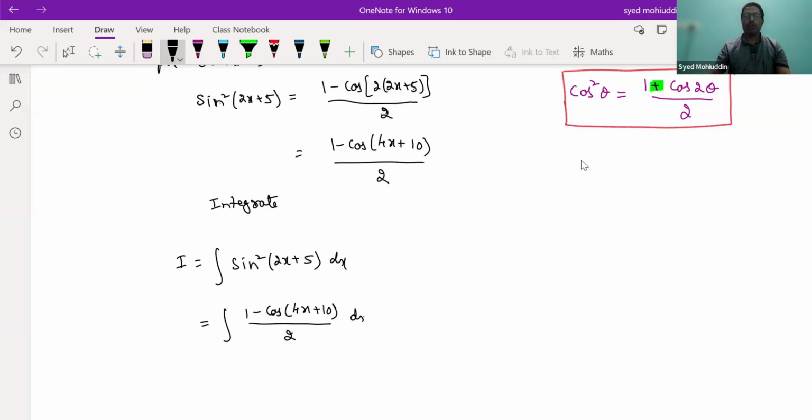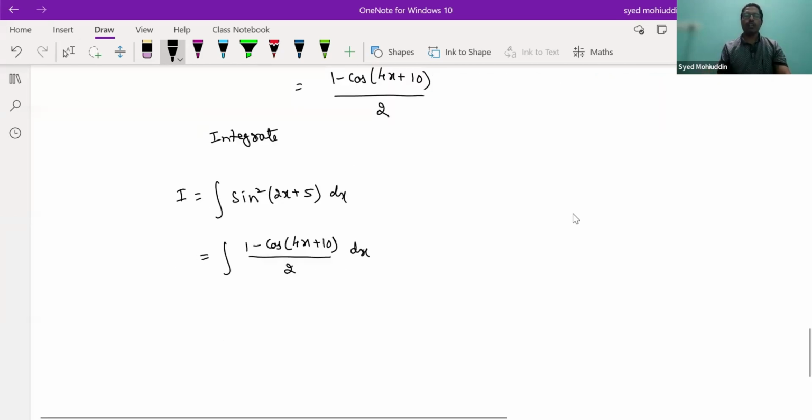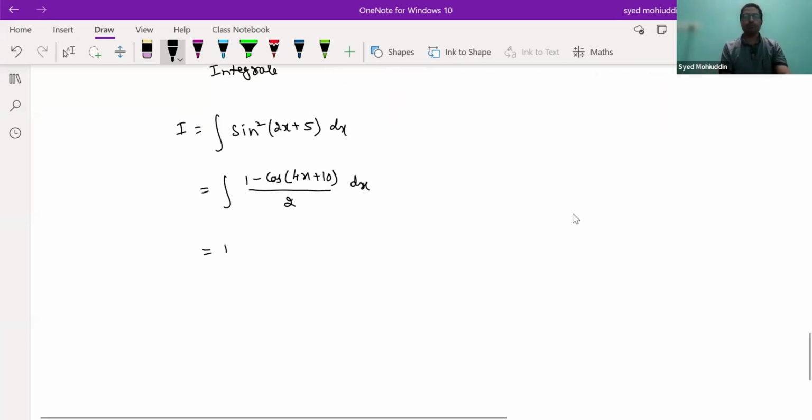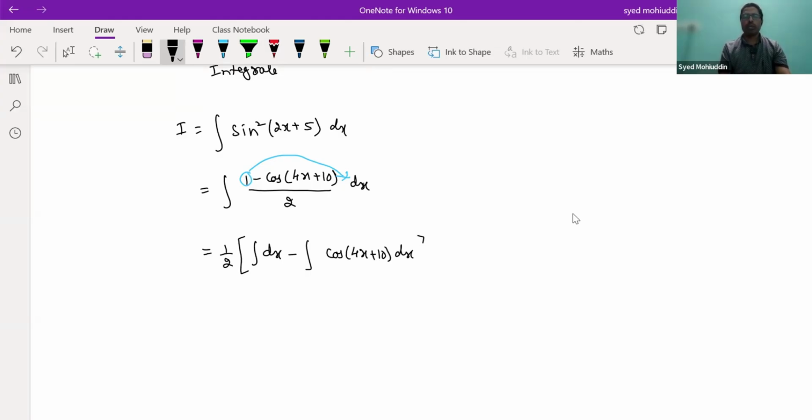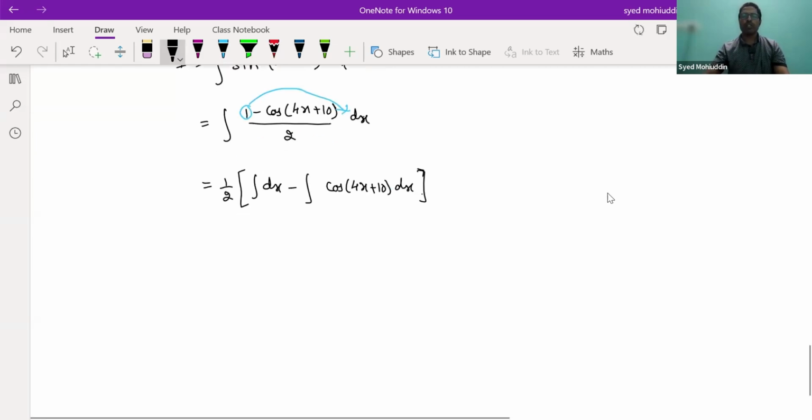But since there are two terms over here, with a minus, it is better we try to split this one. The divided by 2, I'll take outside and apply the integral for the first term, 1 into dx. So if you write down, integral of 1 into dx will be dx only, minus, for the second term, integral of cos of 4x plus 10 times dx. So I have just applied the integral for both the terms. Now let's try to integrate it. But if you want to integrate the second term, where 4x plus 10 is there, I have to use the substitution method over here.